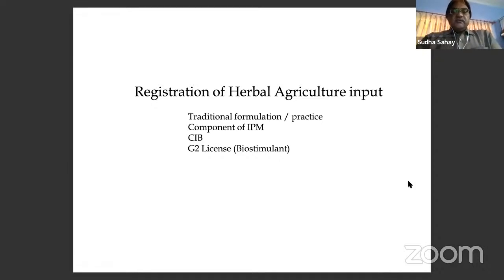Or even if the name of the plant is mentioned in the IPM, then we may enter the market in the name of traditional formulations. So these are the three ways through which we can enter the market or categorize our product: either the IPM based formulations, or the CIB based formulation, which is the mainstream formulation, or even the G2 license kind of licensing for the grassroots practices. Next.